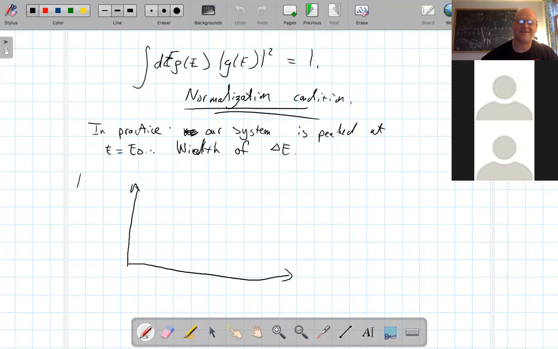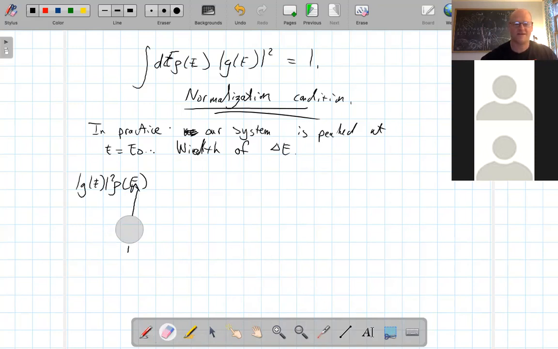Okay, so if I plot the modulus squared of G(E) times the rho of E versus the energy, what happened then is that this thing will, that is a horrible line. Hang on. Let me erase this. Make this look pretty. We can do better than that. Okay. Almost a straight line. There we go. Okay, that's better.